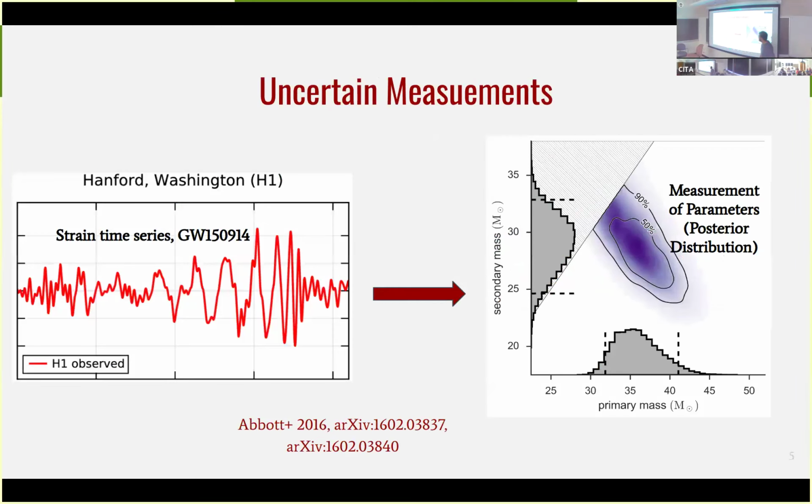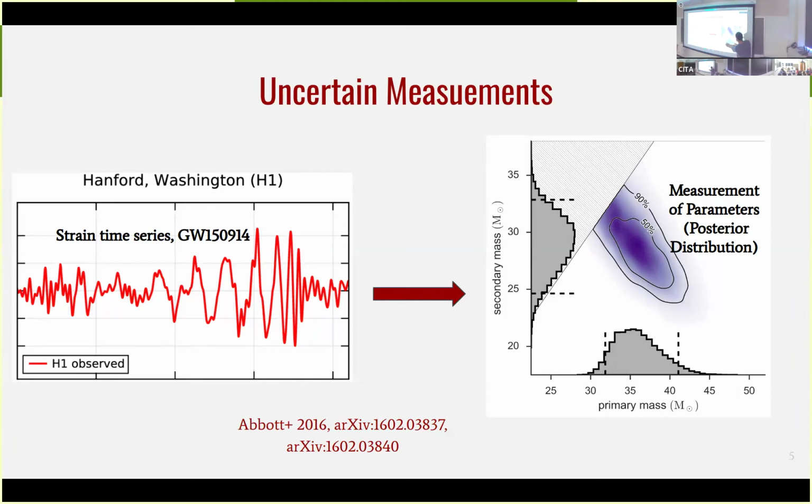Okay, so this is what the data from our detectors looks like. It's a noisy sort of time series, and this is for GW150914 from the Hanford detector. And once we have this data, we can compare them to theoretical templates of gravitational wave emission from binary black holes or binary neutron stars, and get a posterior distribution on, say, the primary mass and the secondary mass of the merger.